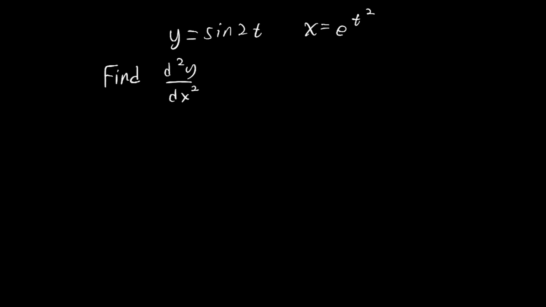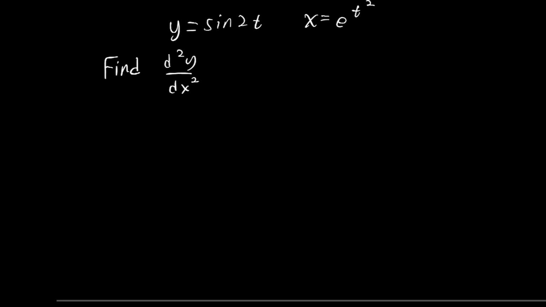I gave you y is equal to sine of 2t, and let's make this a little bit more complicated. Let's say we have x is equal to e to the t squared. So the problem here would be to find d squared y over dx squared, which just means find the second derivative.